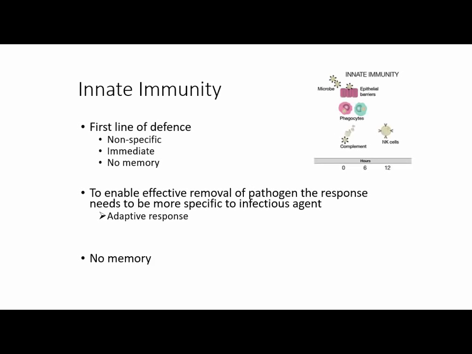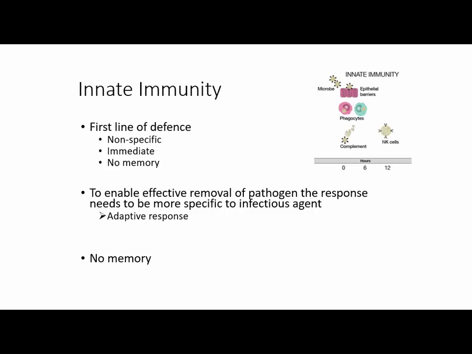Basics of the adaptive response. Okay, so we've talked a little bit about this already. You need to be able to differentiate between innate and adaptive immunity. Innate immunity is the first line of defense. It's non-specific, immediate, and has no memory. Basically, an innate response just recognizes that something non-self is present.